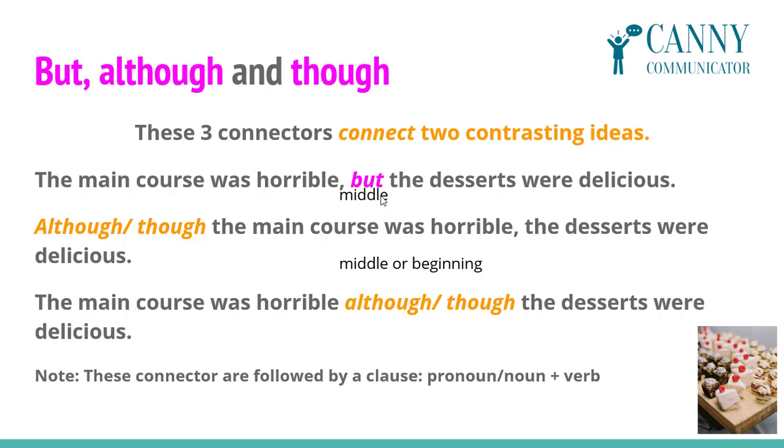My next example, although the main course was horrible, the desserts were delicious. The main course was horrible, although the desserts were delicious. Notice that we can use the words although or though both in the middle of the sentence or at the beginning. These connectors are always followed by a pronoun or verb and a noun.